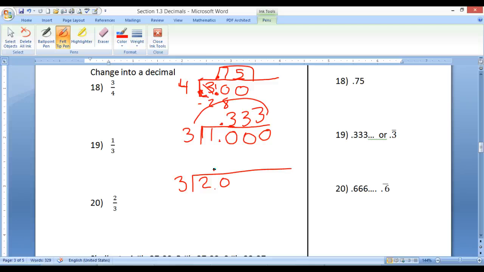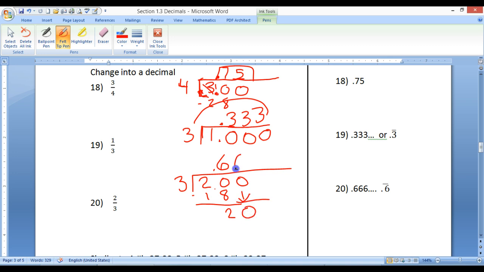3 goes into 20. Well, I know 3 times 7 is 21. That's too bad. It's 1 short, so I need to go down 1. 6 times 3 is 18. Subtract. That gives me 2. Okay, so 3 still won't go into a 2, so I need a 0. Bring it down.